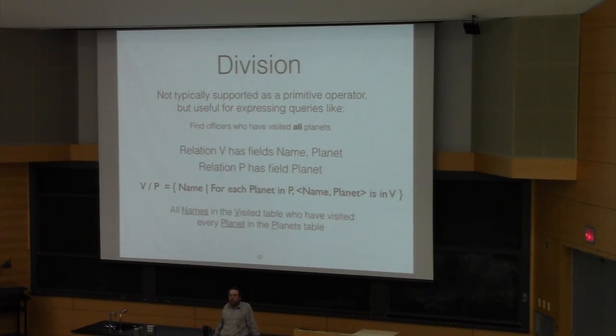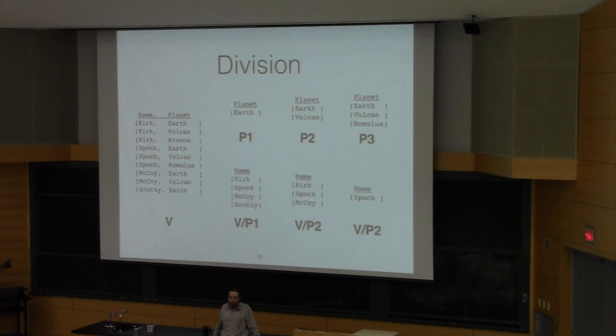But division basically is a way of answering queries like, find me all of the officers who have visited all of the planets. So for example, if I have a visited table and a planets table, then visited divided by planets would give me all of the officers who have visited every planet in the planets table. Now that's a little bit weird, so let me illustrate this with an example.